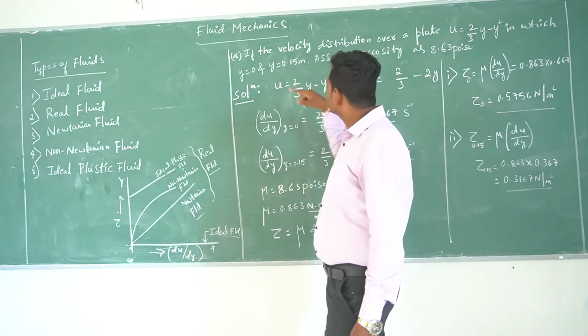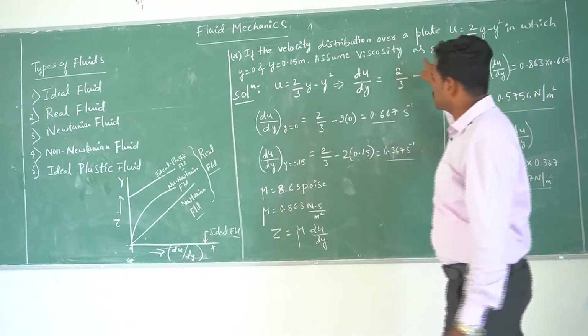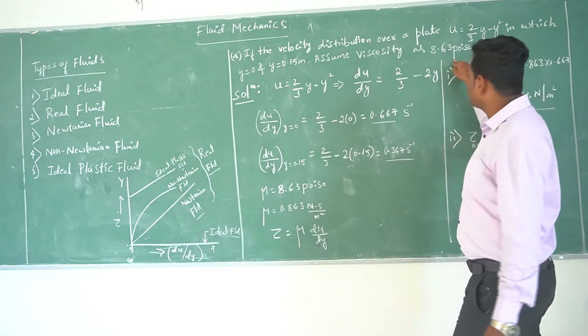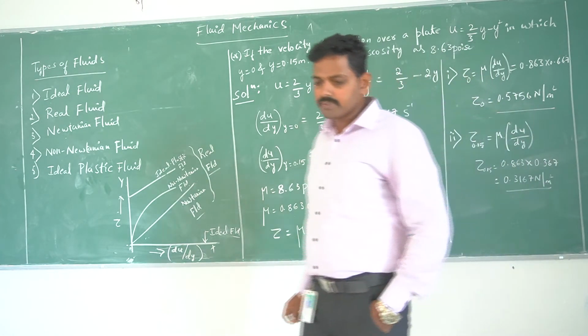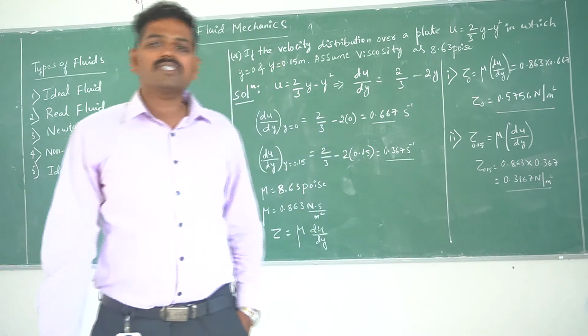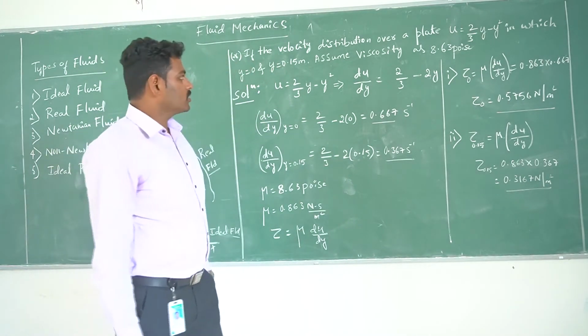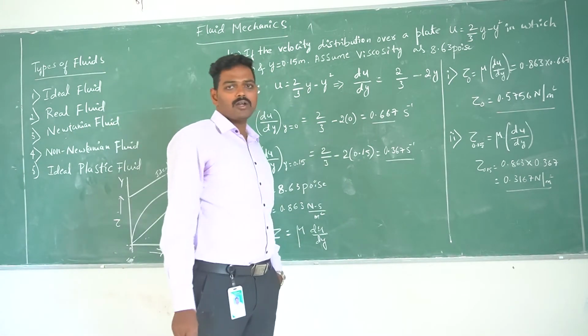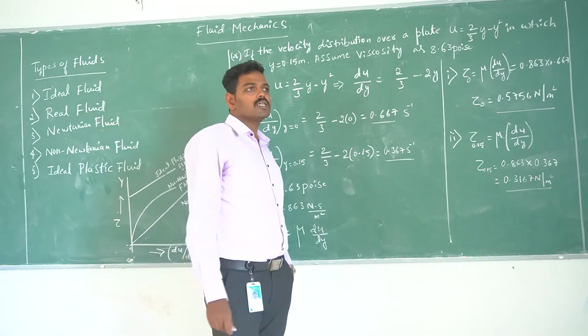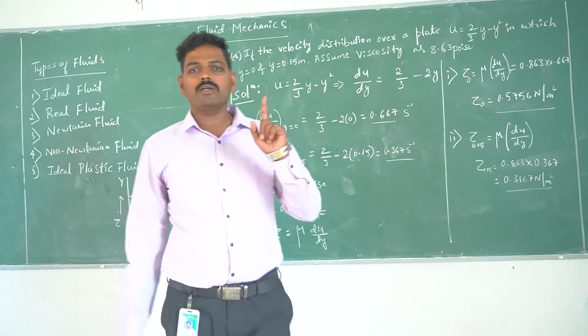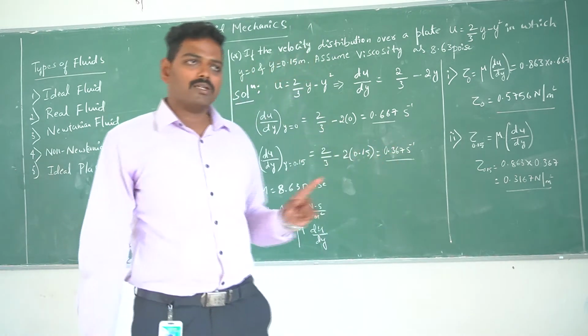0.15 meters. And we have to assume the viscosity, that is mu, as 8.63 poise. But we should express it in terms of Newton second per meter square, the SI unit. So 8.63 poise is the CGS unit, that should be converted in terms of SI units. So 1 poise will be equal to 1/10 of Newton second per meter square.